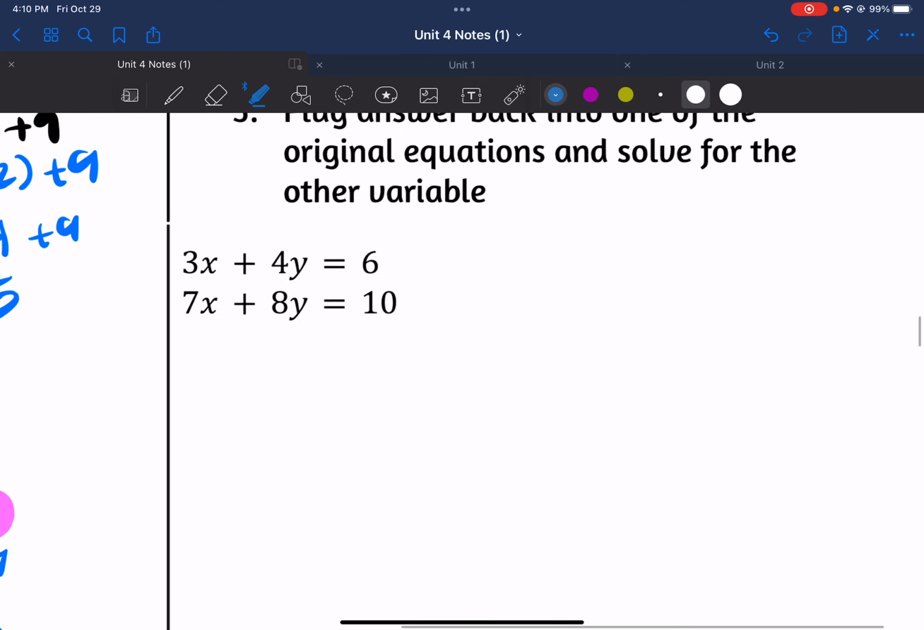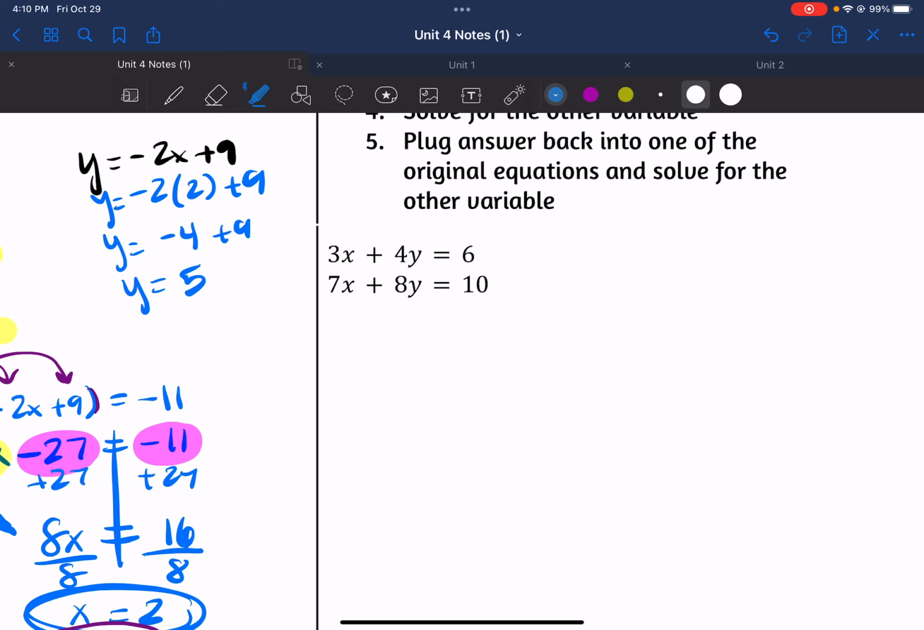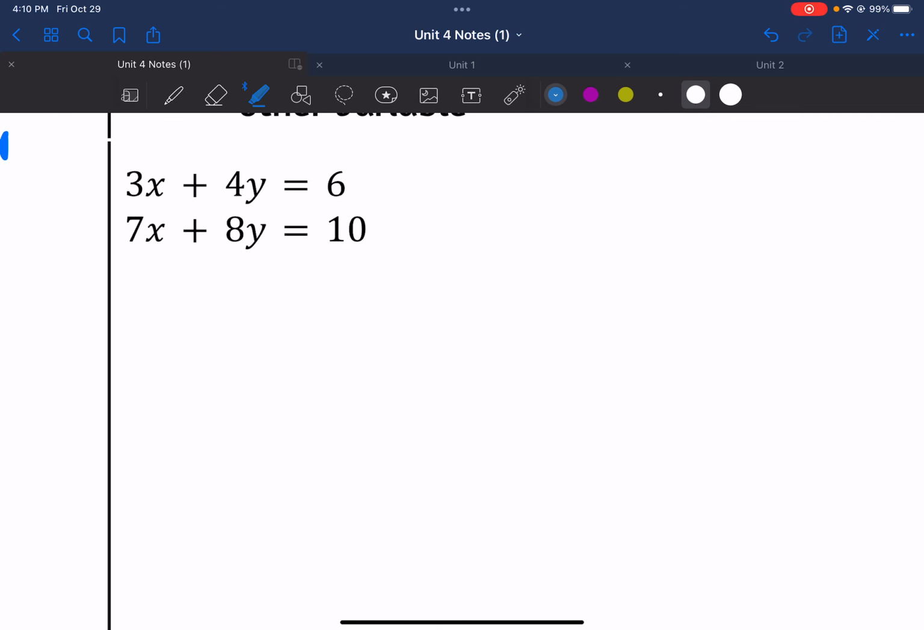Solve for one variable and plug it back in. It's a lot of steps. Let's just do it. So let me explain what we need to do.